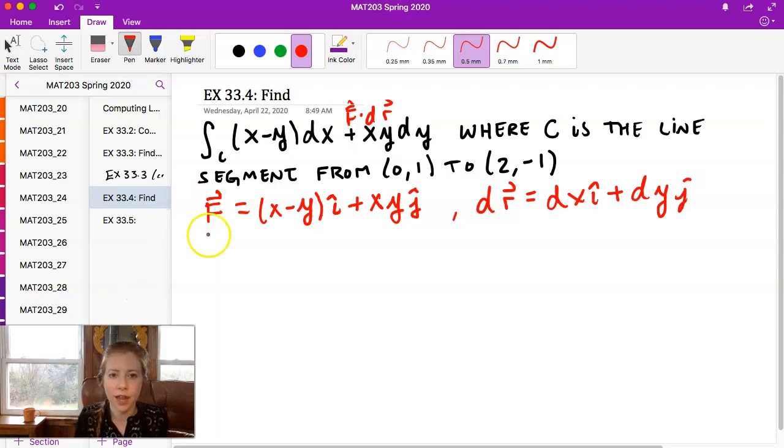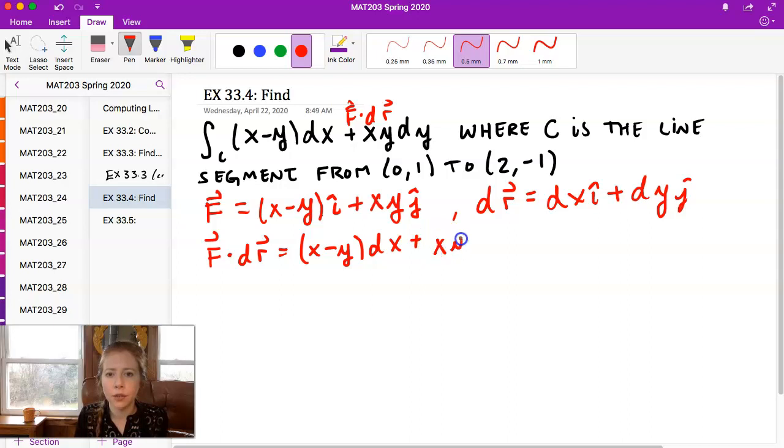Okay, so we know that F dot dr is all of this, right? (x minus y) dx plus xy dy. All right, so now we have to come up with some parameterization of our position vector. So let's see, we need a line segment that goes from (0, 1) to (2, -1).